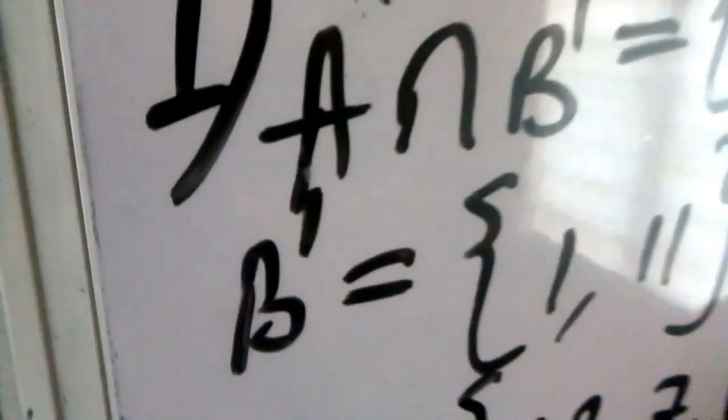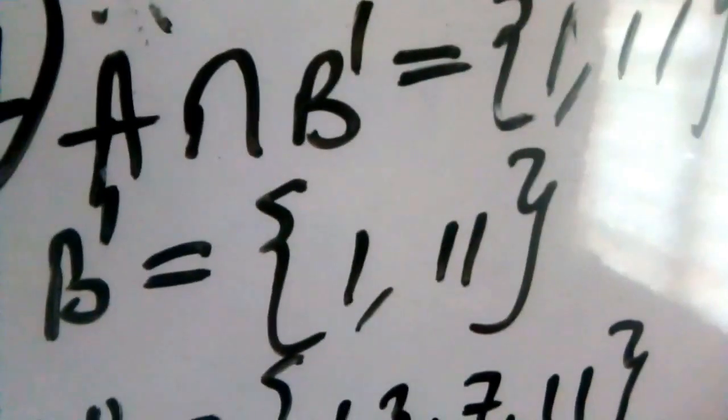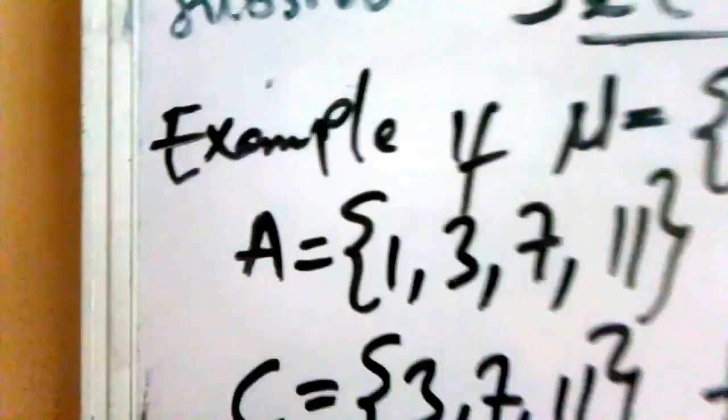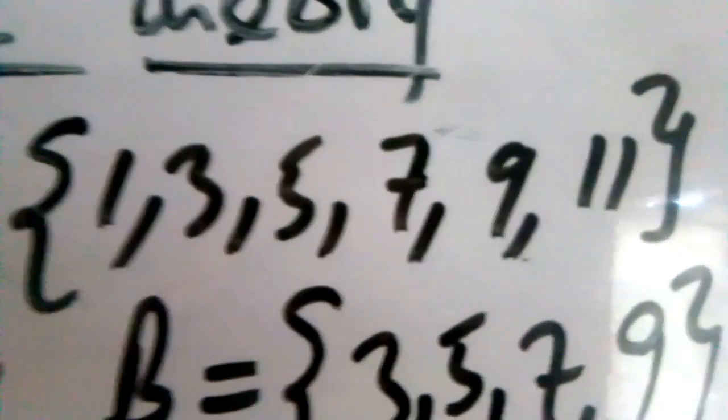Now, for number 3, we have to find A complement intersection B complement. And we know A complement already. We don't know A complement. So A complement, this is set A: 1, 3, 7, and 11. And this is the universal set: 1, 3, 5, 7, 9, and 11.